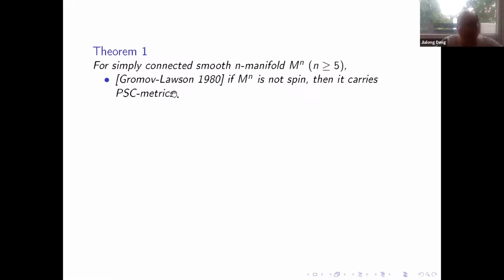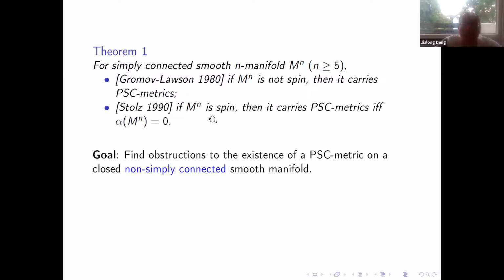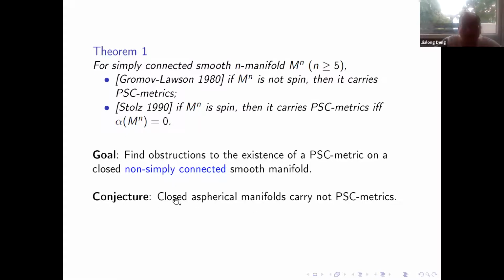So it's clear. For dimension bigger than 4, if the manifold is simply connected and non-spin, then Gromov and Lawson showed that it admits PSC metrics. If the manifold is spin, then it carries a PSC metric if and only if the alpha invariant vanishes. So now our question is to find the obstruction to admitting PSC metrics on non-simply connected smooth manifolds. The simply connected case in dimension bigger than 4 is settled, but dimension 4 is another story, so I will only consider higher dimensions. There is a conjecture saying that closed aspherical manifolds carry no PSC metric. Our result is also motivated by this conjecture.